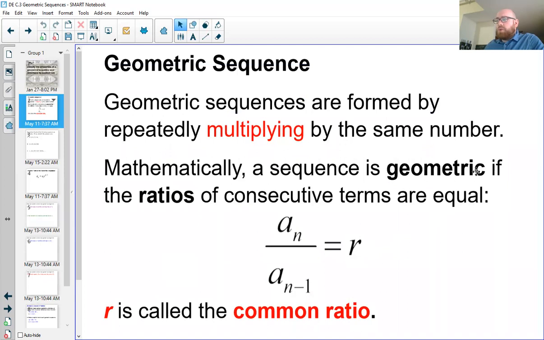You might be wondering, why are we calling this geometric? If you think about it, multiplying is how we calculate something like area, and area is a geometric property. So: multiplying, area, geometric.